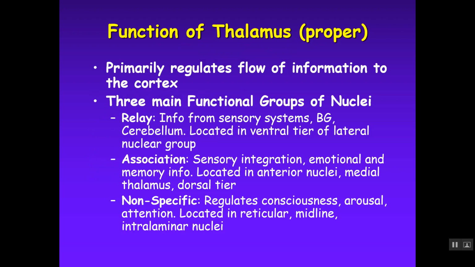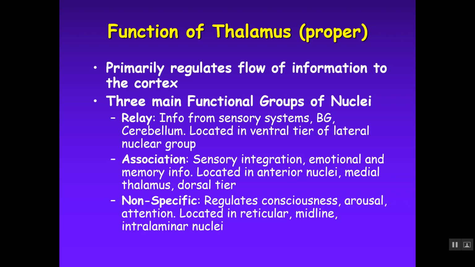What does it do? The thalamus proper, so we're just talking about just the thalamus, the big egg-like structure on each side right now. The function of the thalamus proper is to primarily regulate flow of information to the cortex. It has three main functional groups of nuclei associated with it. It has the relay nuclei. These are the ones we've been talking about mostly. That's information from sensory systems, from the basal ganglia, and from the cerebellum. Any of that information that's going to go up to the cortex has to stop by the thalamus. These tend to be located all in the ventral tier of the lateral nuclear group, and we'll show you a picture of what we mean by that.